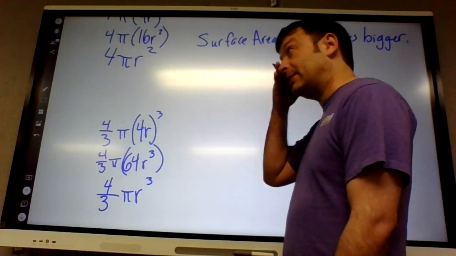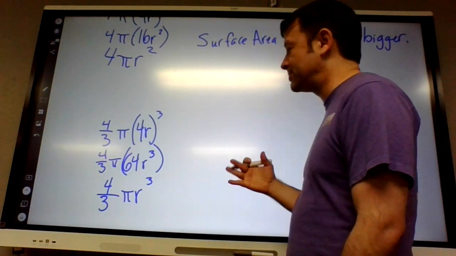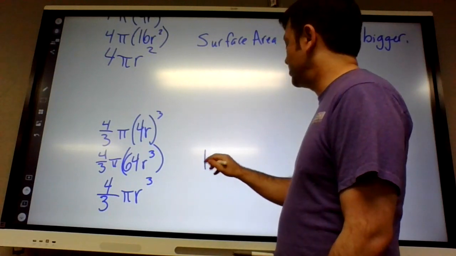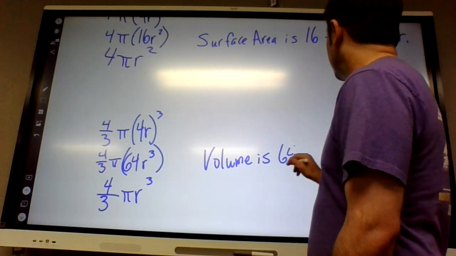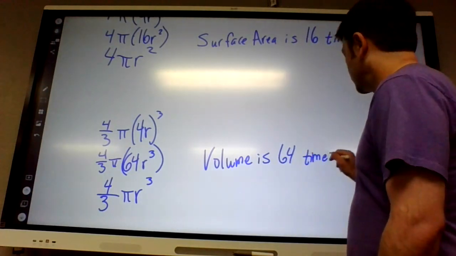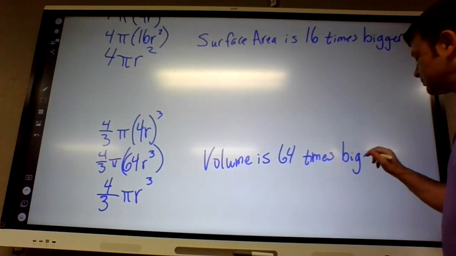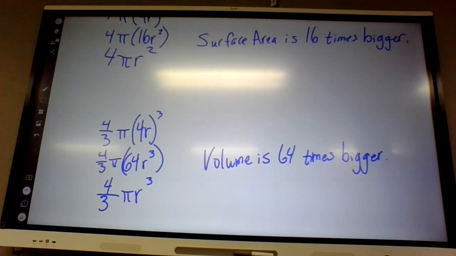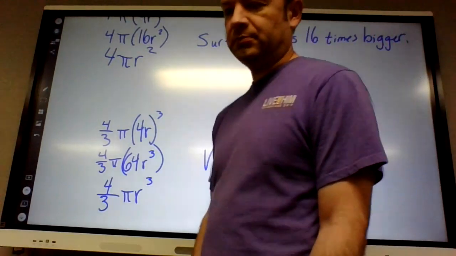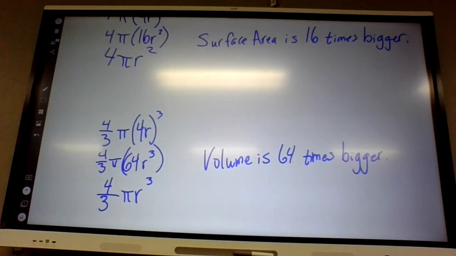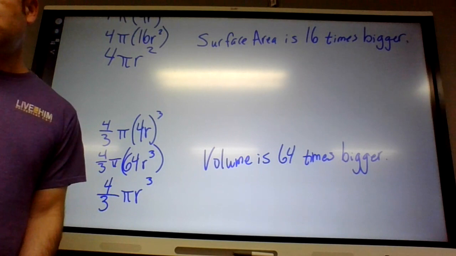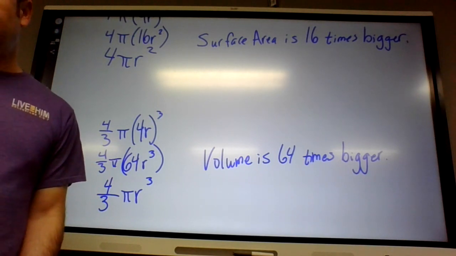So anyway, the radius is 4 times bigger. The volume is 64 times bigger. Yep. The book didn't write as much as I wrote. They just put multiplied by 16, multiplied by 64.